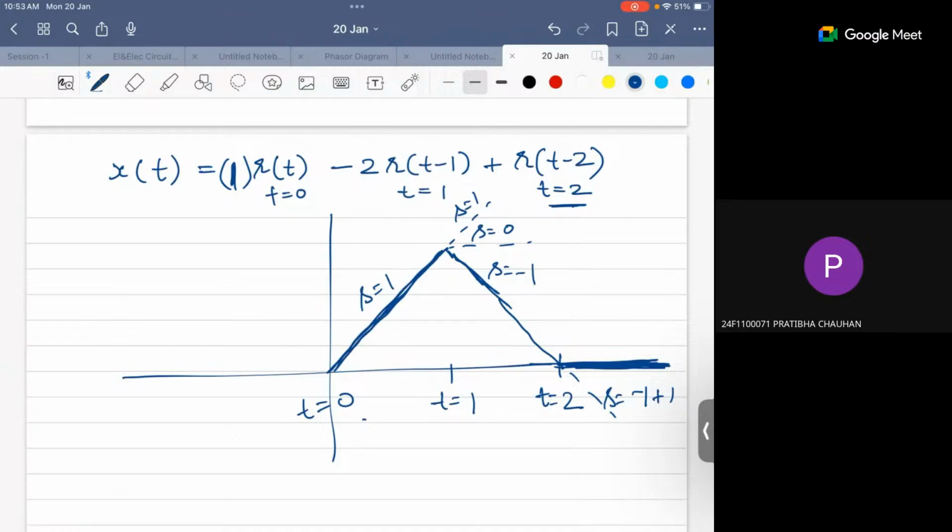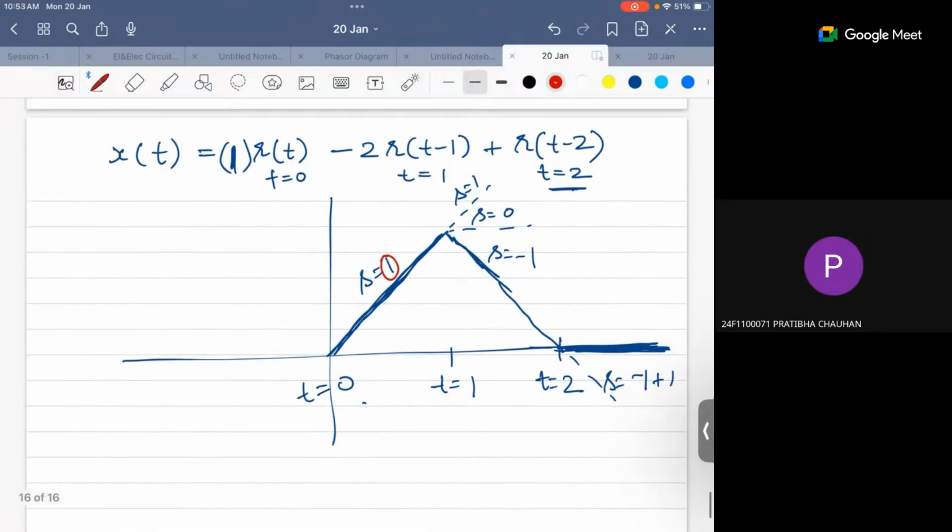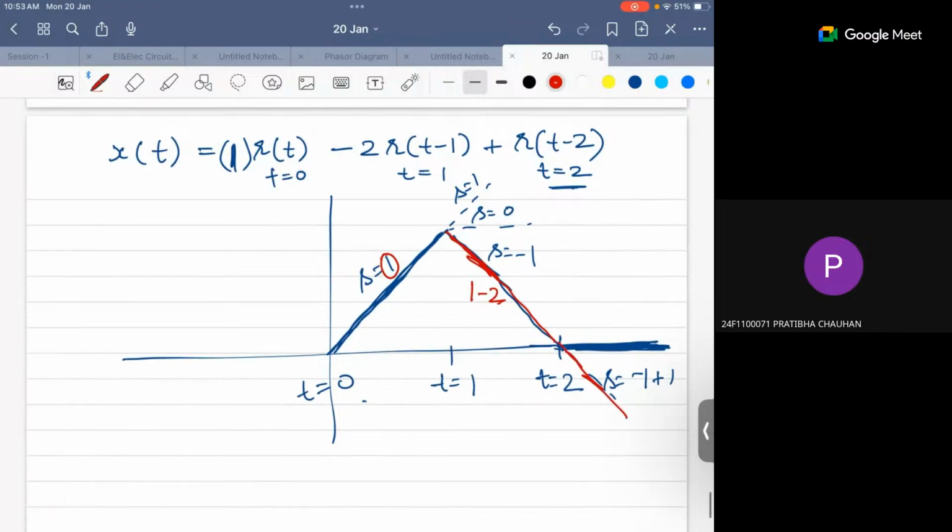Correct? Now what happens? At t equals 1, it should lose the slope of minus 2. From the starting the slope was 1. So if you are losing 2, 1 minus 2. Correct? Now the slope should be what? Minus 1. So it has started going down. Okay? At t equals 2, now it has to gain a slope of 1.